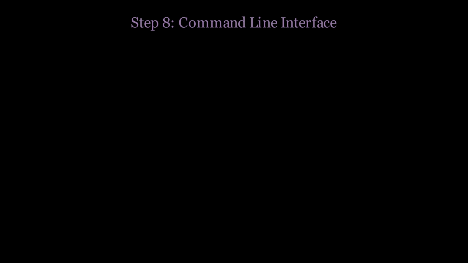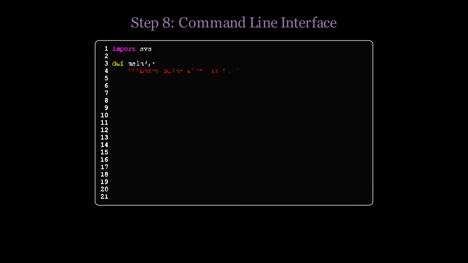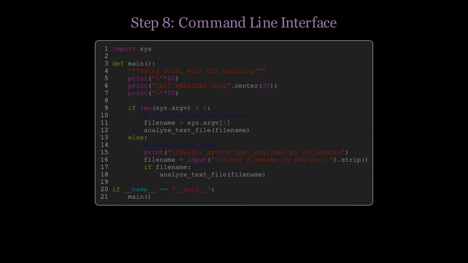Let's add a command line interface so users can run our tool easily. We'll handle command line arguments and provide a friendly interactive mode if no file is specified. Our CLI checks for command line arguments. If a file name is provided, we analyze it immediately. Otherwise, we enter interactive mode and prompt the user for a file name. The if name equals main guard ensures this only runs when executed directly, not when imported.